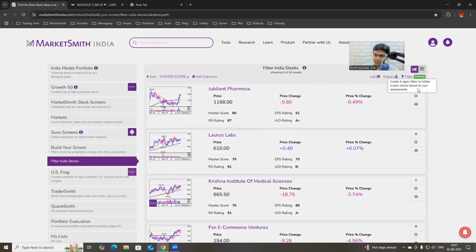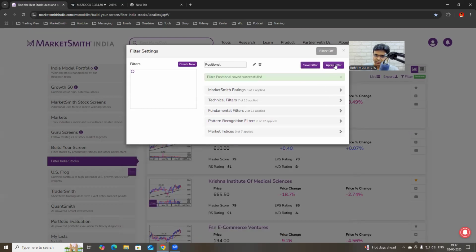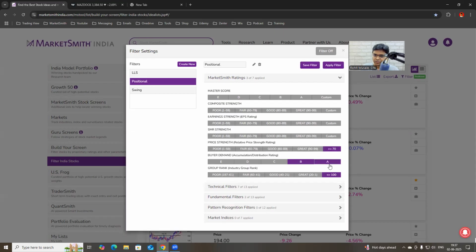So this is, just a second. I will remove that filter. So our first filter is the relative strength of the stock should be more than or equal to 70. The institutional demand should be A or B. The industry group rank should be less than or equal to 100. Relative strength I prefer more than 80, although here I have mentioned 70. Buyer demand I prefer to be A. Industry group rank I prefer to be less than or equal to 40 and increasing.